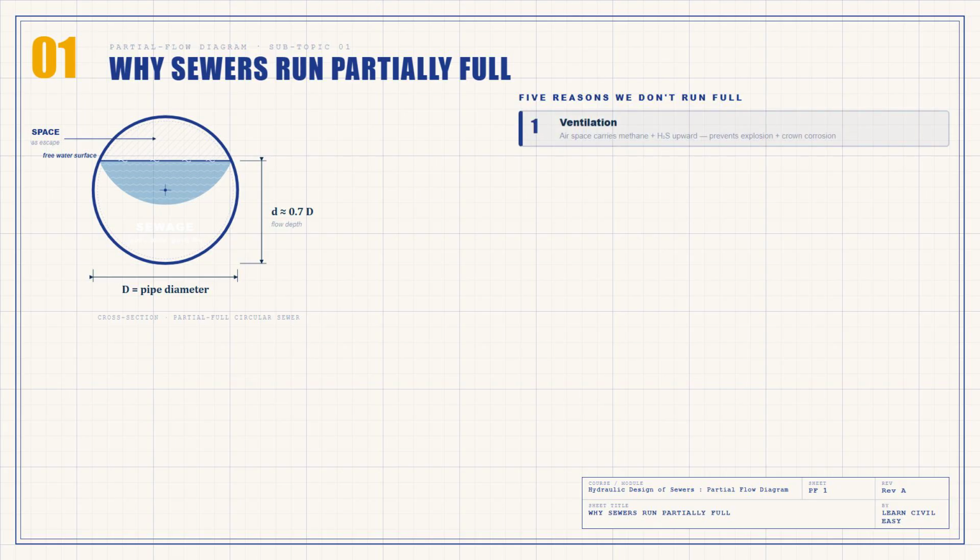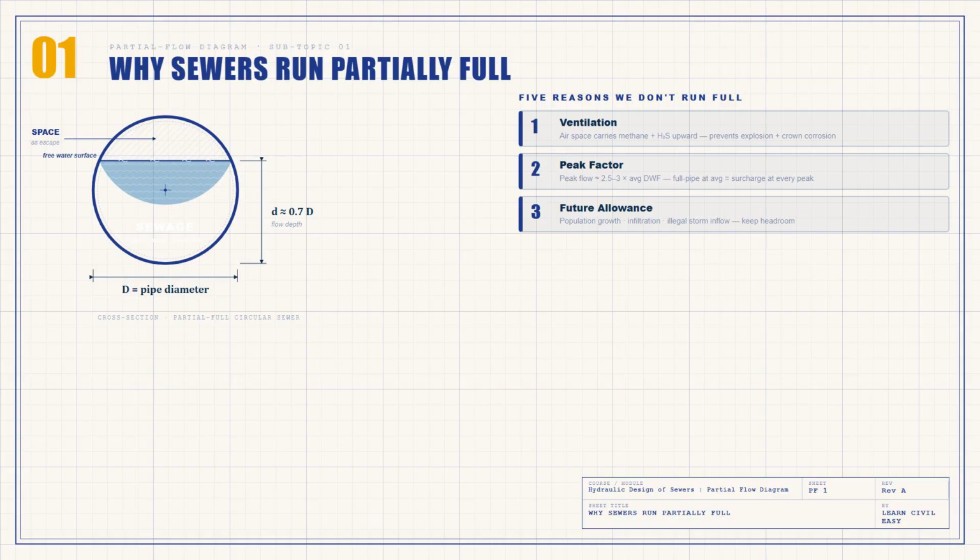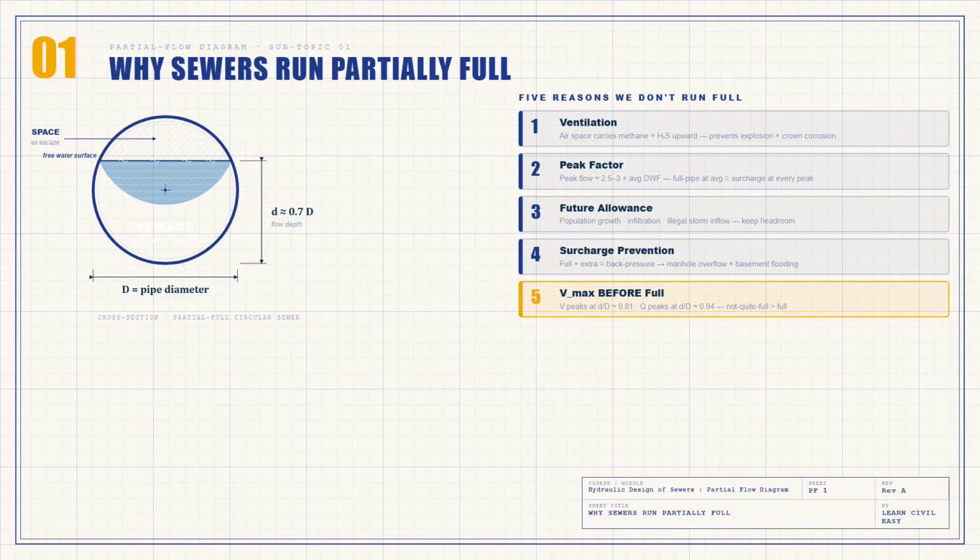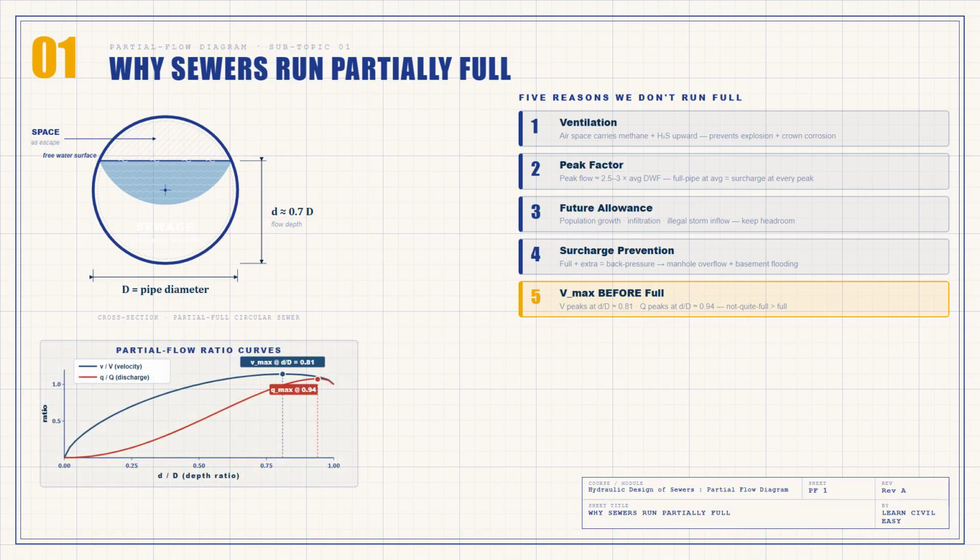5 reasons. 1. Ventilation. Sewer gases like methane and hydrogen sulfide must escape upward through that airspace. 2. Peak factor. The peak flow can be 2.5 to 3 times the average. A pipe sized to just full at average flow will surcharge every morning and evening. 3. Future allowance. Population grows, infiltration enters, illegal stormwater sneaks in. 4. Surcharge prevention. A full pipe under extra flow creates back pressure, manhole overflow and basement flooding.